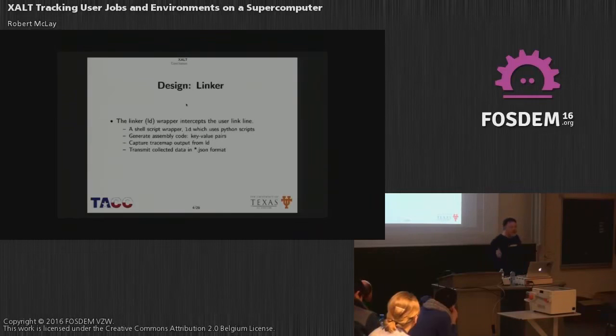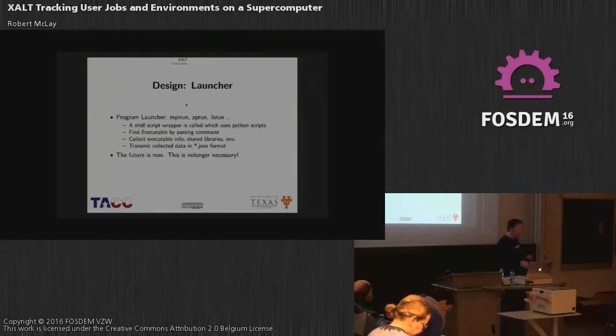So we got to do something. We got to get into your code. So what we do is we hijack the linker. That is, we have an LD shell script, which does what we need it to do and then calls the real LD. And what it does is it generates assembly code, it essentially watermarks your code, and then it also provides a trace map so we can collect how you linked your code, and we collect that in a JSON file.